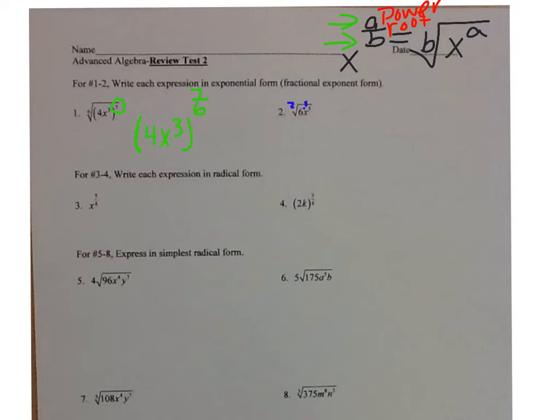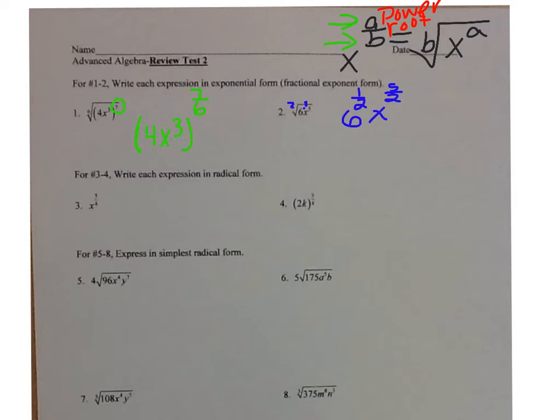So it's going to be 6, remember, power over root. The power for 6 is 1, the root is 2. And then we have x, which has a power of 5, and the root is 2. So it's 6 to the 1/2, x to the 5 over 2 power.